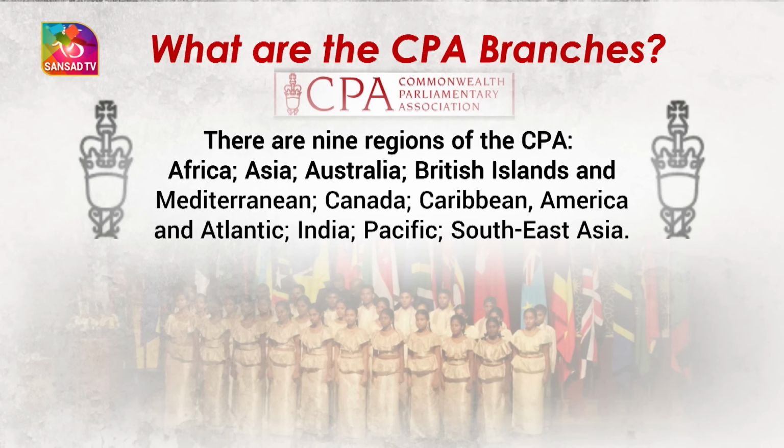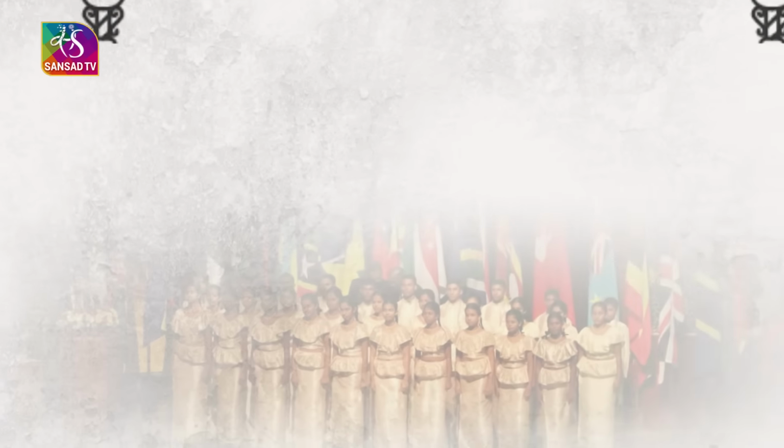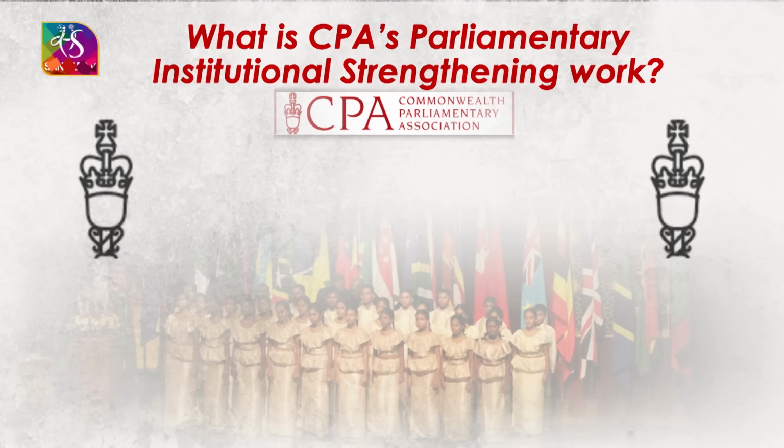There are 9 regions of the CPA: Africa, Asia, Australia, British Islands and Mediterranean, Canada, Caribbean, America and Atlantic, India, Pacific and Southeast Asia. What is CPA's parliamentary institutional strengthening work?